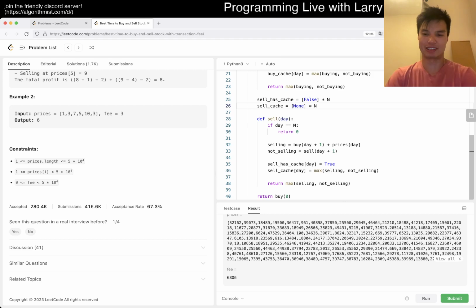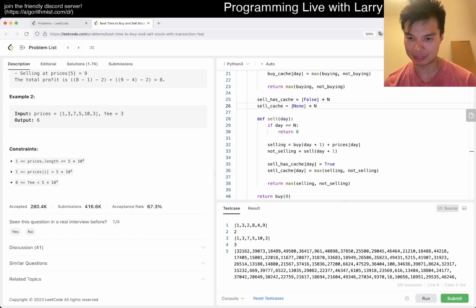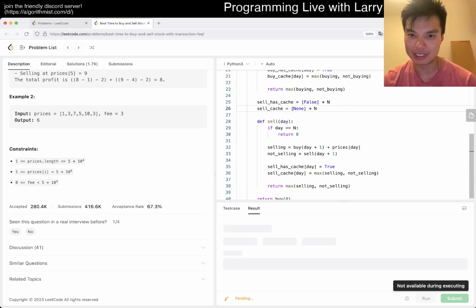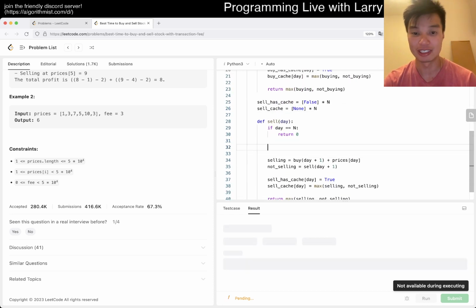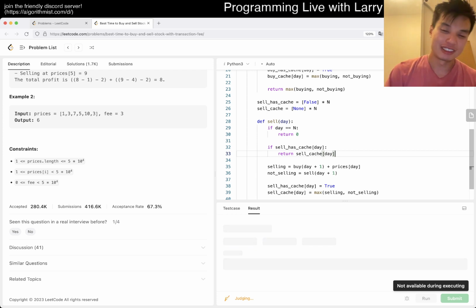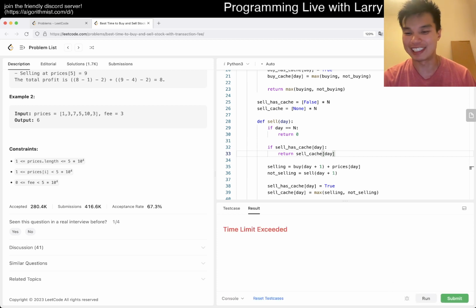I actually don't know why this time's up. That is weird. All right, let's use this case. Let's run it real quick. Did I have a typo somewhere? Oh, I forgot to actually use this cache. I'm very tired. So yeah, whoopsie daisies. But at least now we demonstrate what happens when you don't cache.